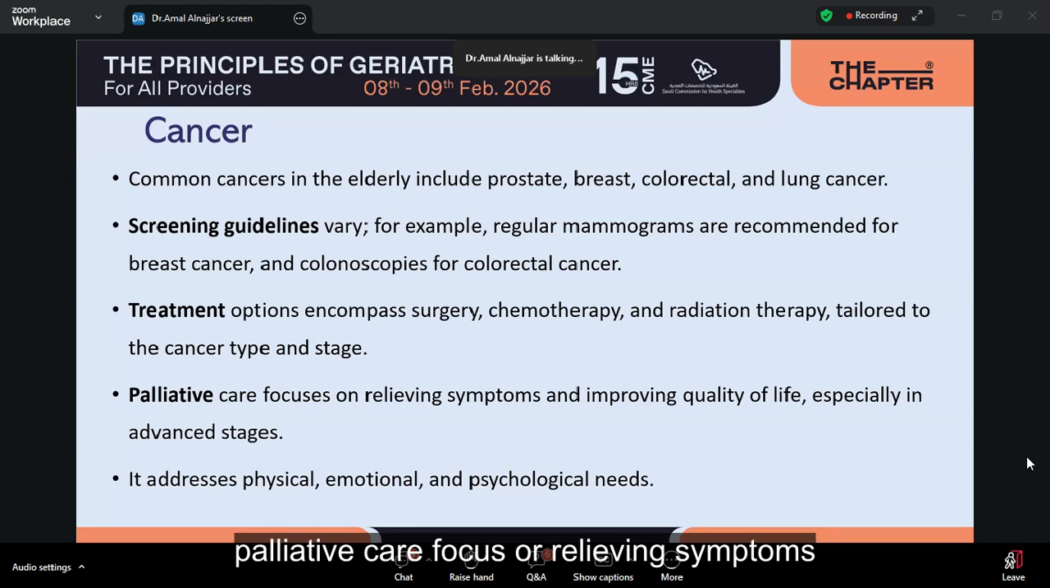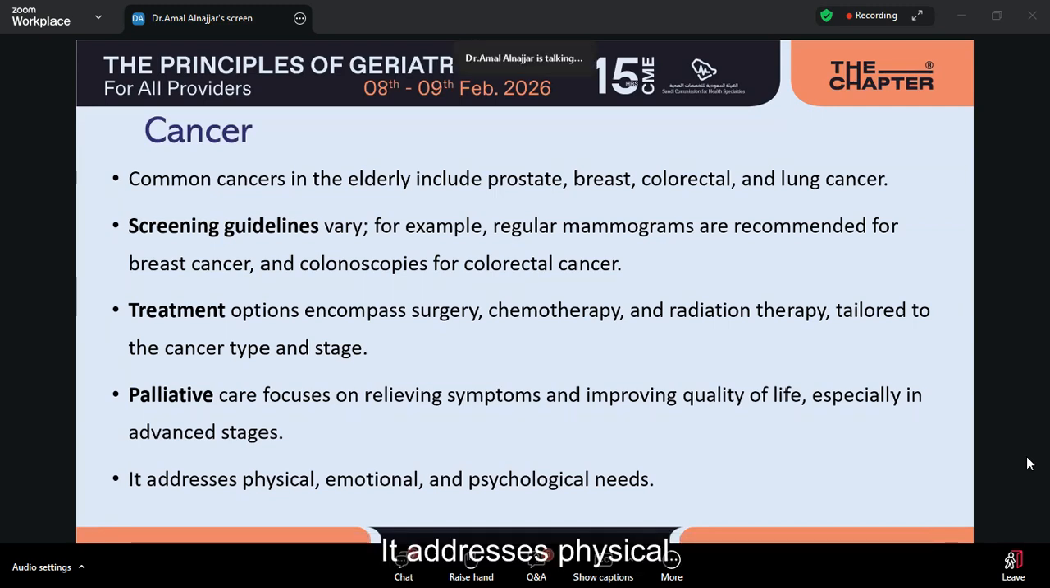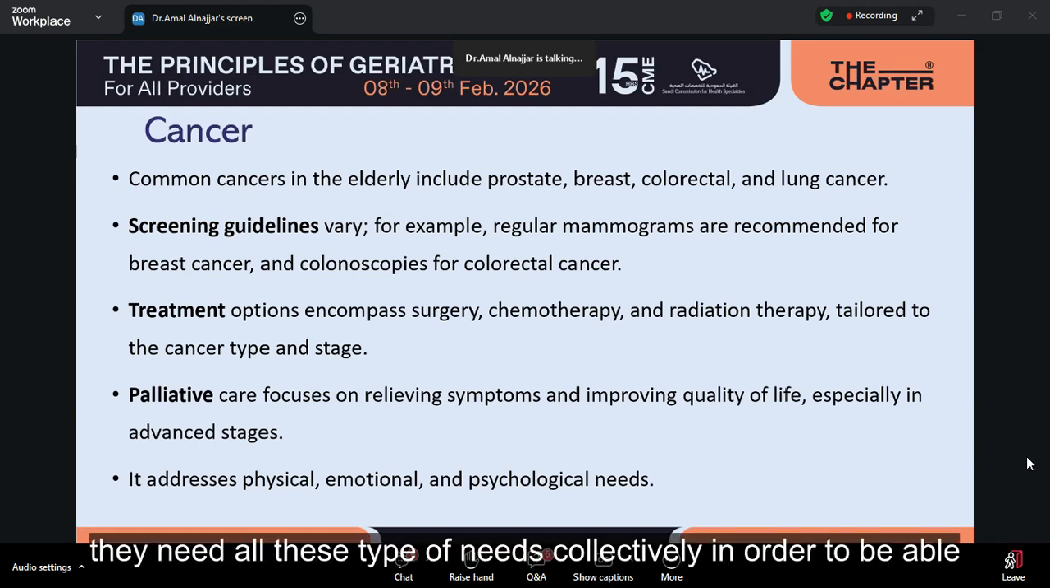Palliative care focuses on relieving symptoms and improving quality of life, especially in advanced stages. It addresses physical, emotional, and psychological needs. Definitely, patients with cancer need all these types of needs collectively in order to be able to survive.